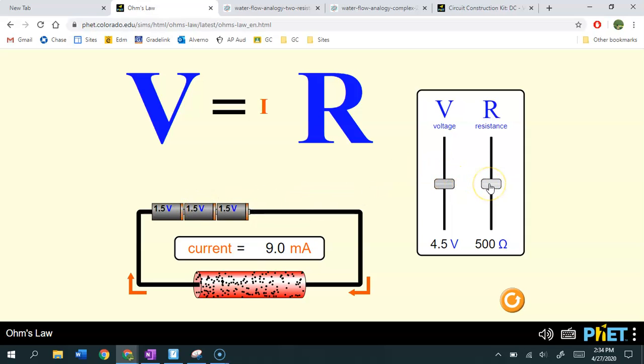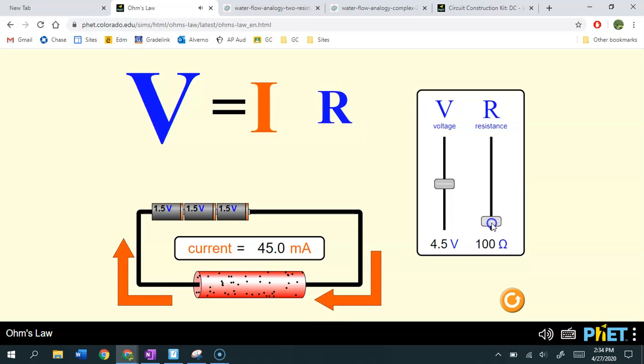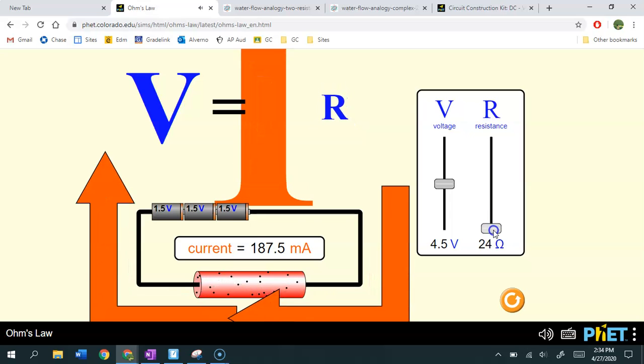What I can do here is ask, what if I were to change the resistance? Notice how you can't toggle the current. The two things you can toggle are either the voltage of the batteries or the resistance of this resistor. So let me make this resistance a little bit less. As I'm making it less, notice how the particles inside are disappearing, and as we make that resistance less and less, the current becomes larger and larger.